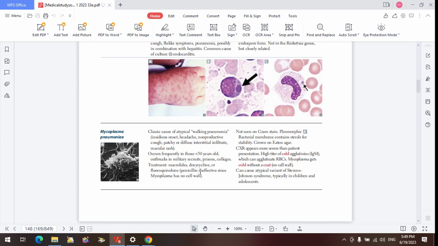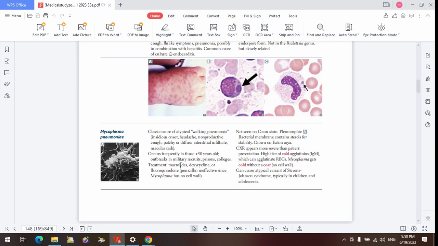So Mycoplasma pneumoniae typically affects people that are young and adolescent, so less than 30 years, and it's very common in people in close contact, like people in barracks, prison, dormitories, and all those things. They can get exposed to Mycoplasma pneumoniae from aerosols. They can transmit it from one person to another because of that. So, aside from the fact that it lacks a cell wall, it contains a cell membrane, and that cell membrane is rich in sterols that is there to maintain stability.